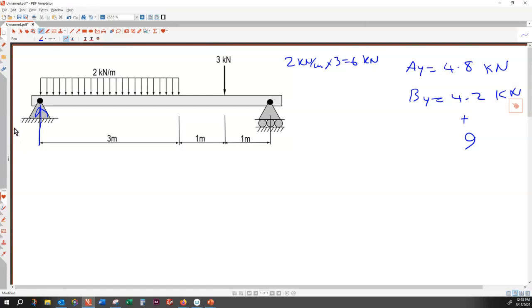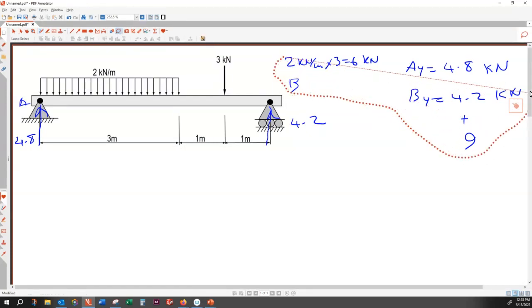AY, which is toward the larger load, is 4.8. And this is BY, equal to 4.2 kilonewton. Okay, so that is correct.